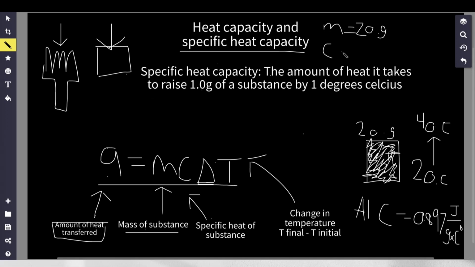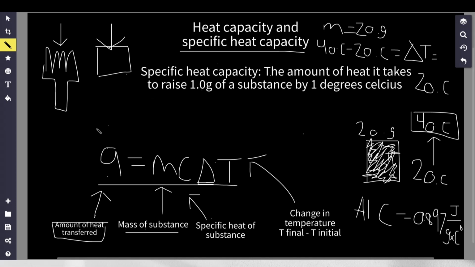Our C, well, we don't really need to write that because it's given to us down here, 0.897 joules divided by grams times Celsius, and our change in temperature. What is our final temperature? Our final temperature is 40 degrees Celsius. Our initial temperature is 20 degrees Celsius. So this is going to be your final temperature minus your initial temperature.